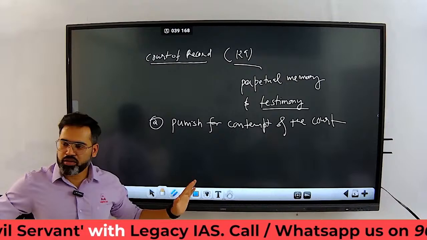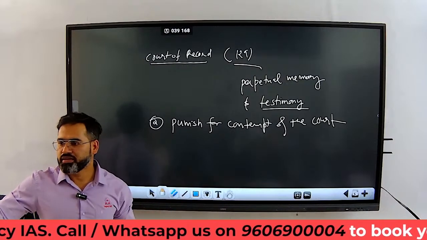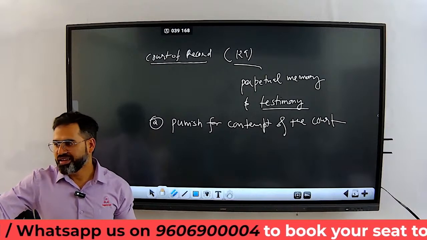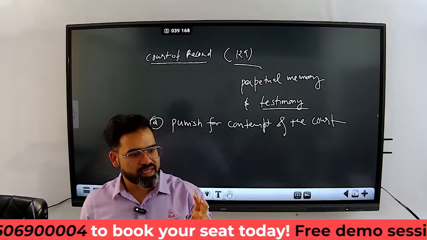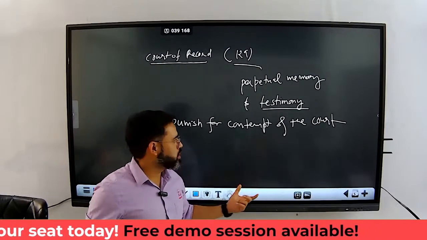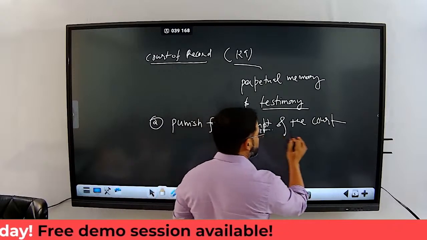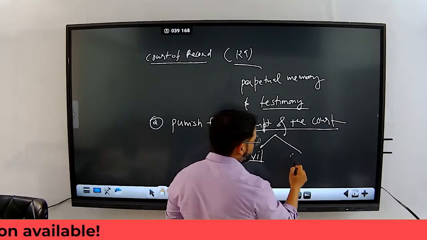This contempt of the court already we have covered. कब cover किया था? बहुत साल पहले, article number 19 में. Correct? 8 restrictions are there. वहां पे one restriction was contempt of the court. So there are two types of contempts: civil contempt and criminal contempt.